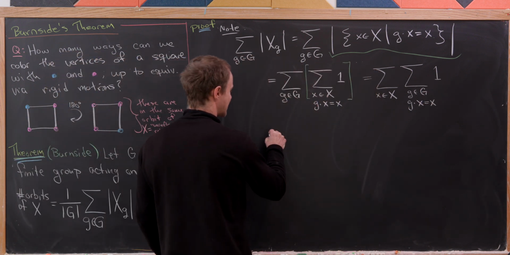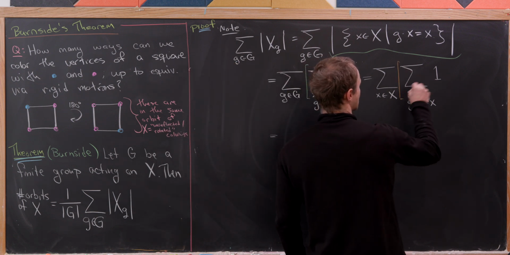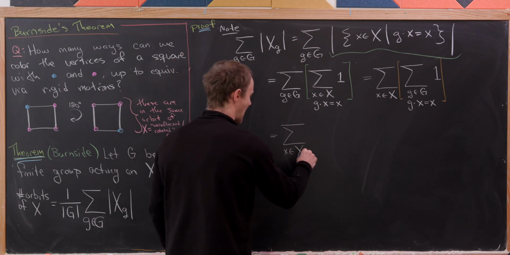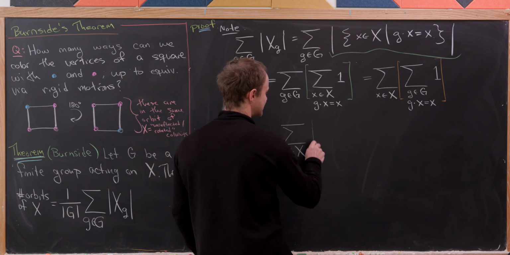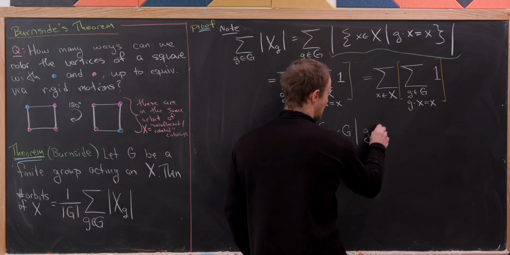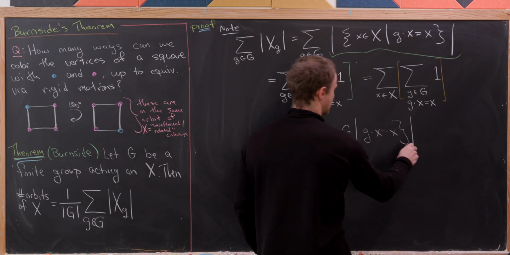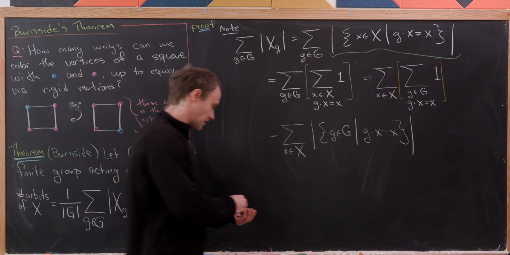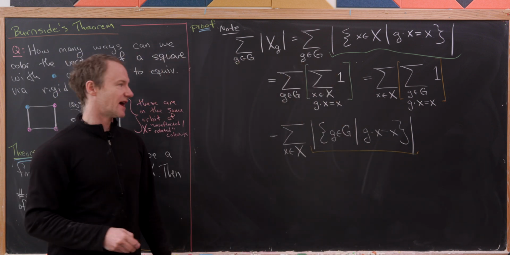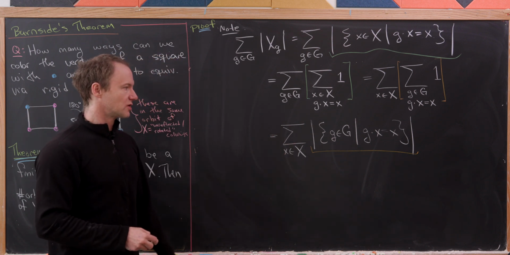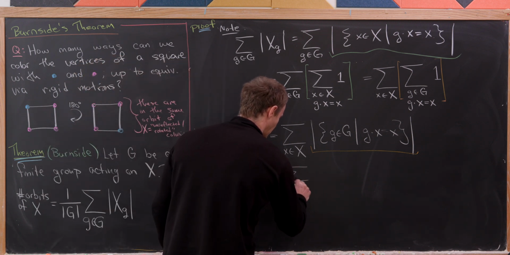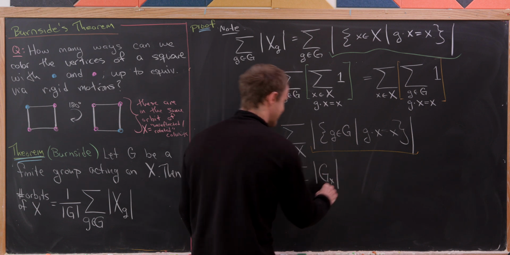But now let's observe that we can take that second sum, and the inner part of the second sum I'll put in these orange brackets, and we can rewrite that as follows. So we've got our outside sum, the sum over all little x in big X, and this is going to be the size of the set of all g in G such that g dot x is equal to x. Okay, nice. Now, that thing that I'm underlining in orange is exactly the stabilizer subgroup of x by definition. So we can rewrite this as the sum over all x in X of the size of the stabilizer subgroup of x.